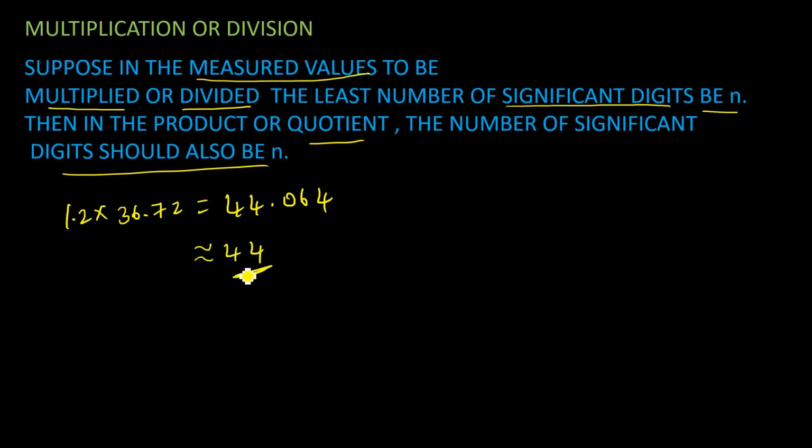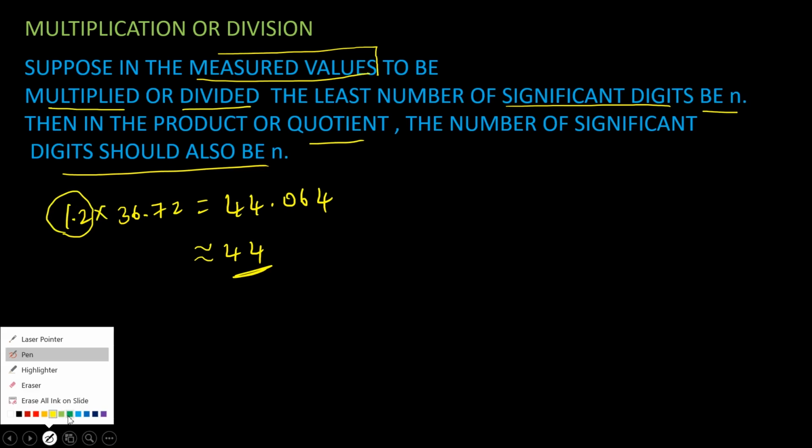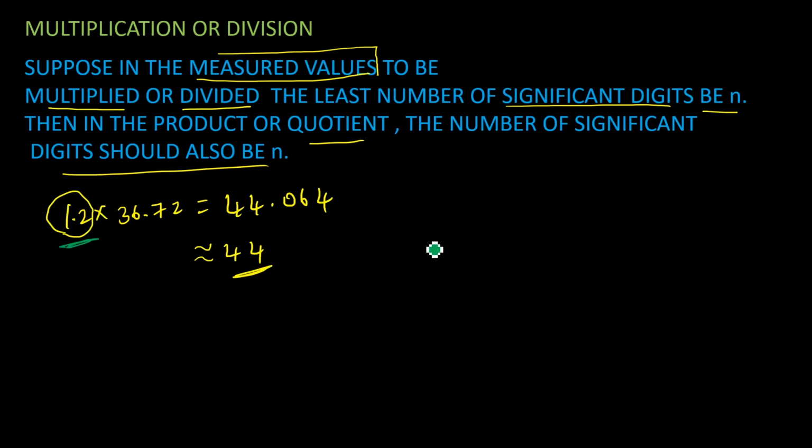Here you need to understand that in the measured values to be multiplied or divided, the least number of significant digits is 3 in 2.12 — sorry, the least is two, in 1.2. After multiplying, you get the value 44, which has two significant figures. I hope you got to know.